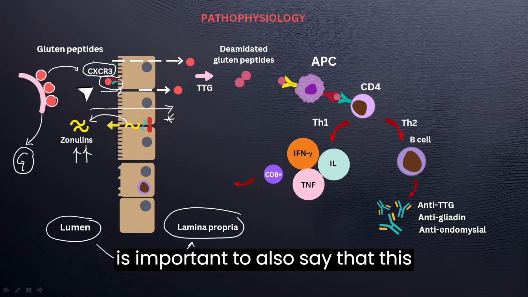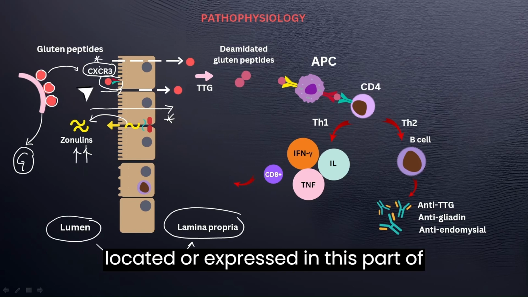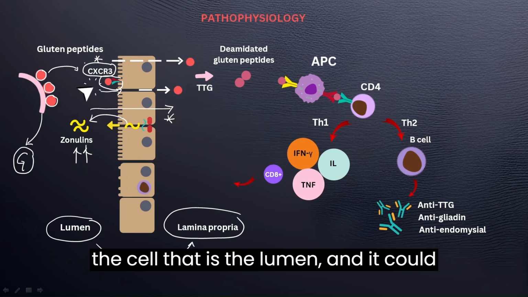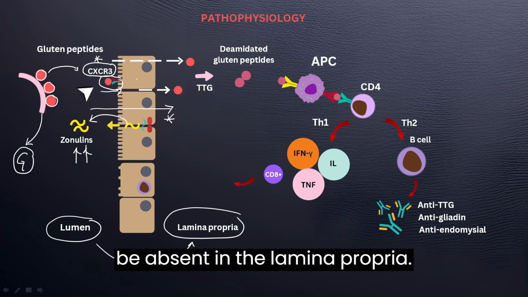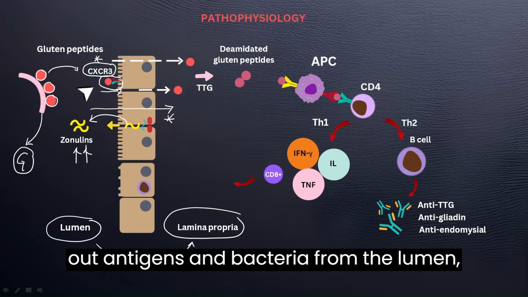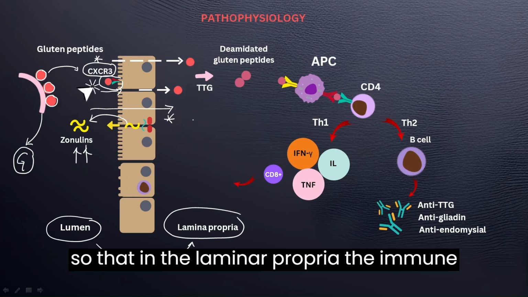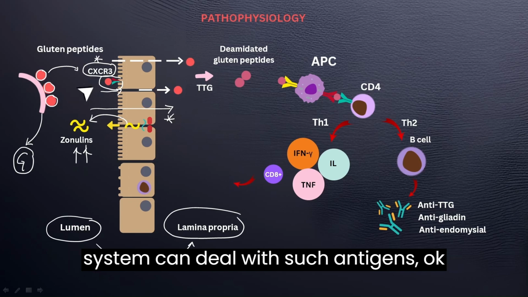Now, it's important to also say that this receptor right here, which is CXCR3, seems to be located or expressed in this part of the cell, that is the lumen, and it could be absent in the lamina propria. It could also be that it is used to flush out antigens and bacteria from the lumen so that in the lamina propria, the immune system can deal with such antigens.